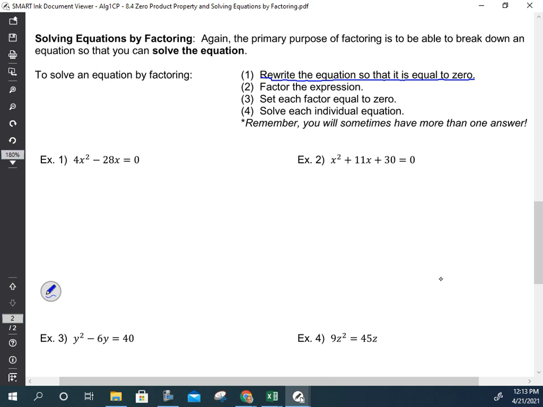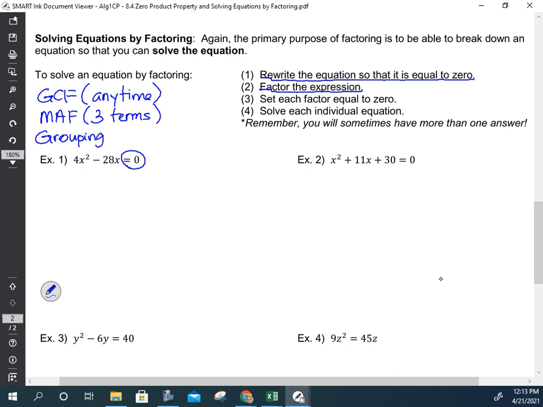So step 1, rewrite the equation so that it's equal to 0. It's already equal to 0. So nothing we need to do there. Step 2, factor the expression. So remember, there are 3 ways that you can factor. There's GCF, which you can do anytime, anywhere, any place. MAF, which is 3 terms. And grouping is 4 terms.